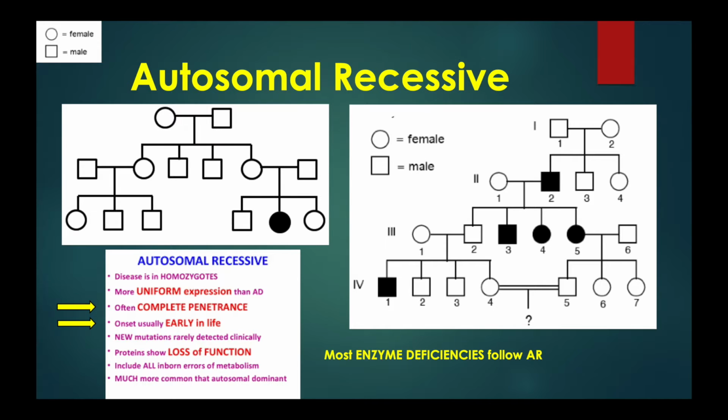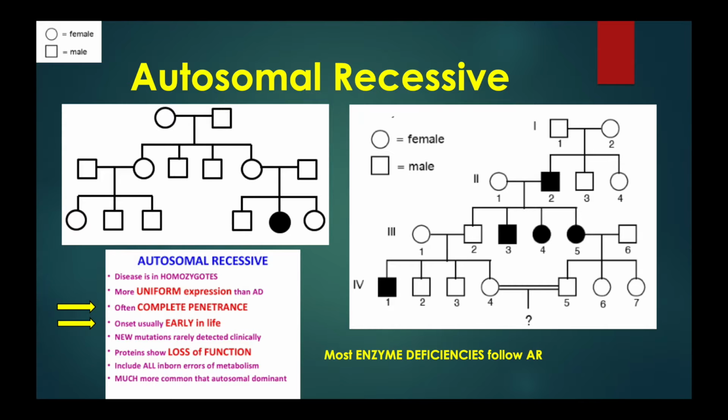You can see where it kind of skips a generation in there, and then you can see, like I said, those arrows, often complete penetrance, and more so earlier in life. And when in doubt, if you have no idea on Step 1, think autosomal recessive, because that's where most of the enzyme deficiencies are.